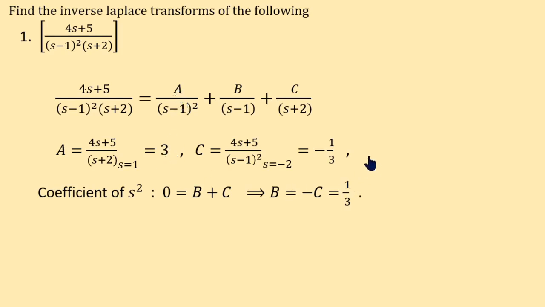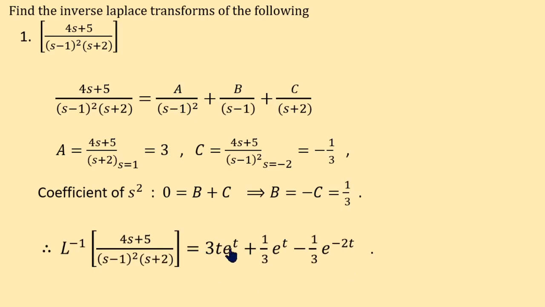A is 3. Therefore, required answer is 3t e power t, that is L inverse of 3 by (s minus 1) whole square, plus b is 1 by 3 and L inverse of 1 by (s minus 1), so that is e power at, e power 1t, plus c is minus 1 by 3. L inverse of 1 by (s plus a) is e power minus at. Therefore, e power minus 2t. So, this is how we can find the L inverse of (4s plus 5) by (s minus 1) whole square into (s plus 2). So, this is partial fraction method. It is very simple logic. Please go through this once again and try some other problems also.